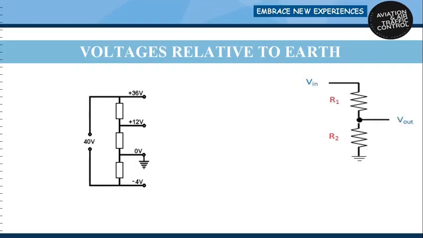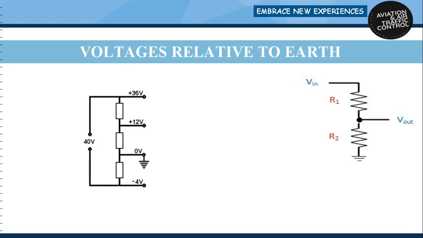Voltages related to earth. The earth is a reference point and is considered to be at 0 volts. Potential differences between earth and the negative terminal of the supply result in negative voltages, and potential differences between earth and the positive terminal result in positive voltages.